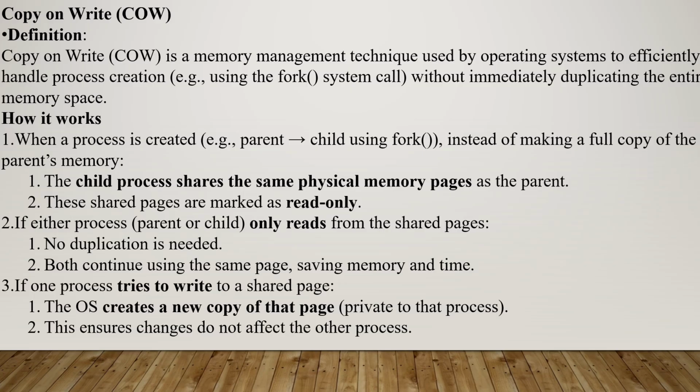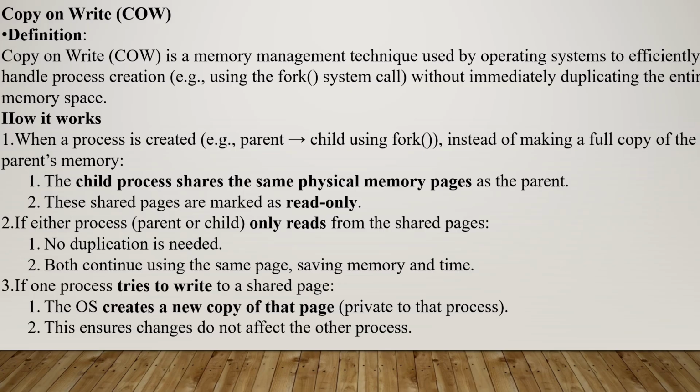When a new process is created, for example, when a parent process forks a child, the child does not immediately get its own full copy of the memory. Instead, the parent and child share the same physical memory pages. These shared pages are marked as read only. You can think of it like this: both the parent and child are looking at the same book, but they are only allowed to read it. They can't write anything yet.